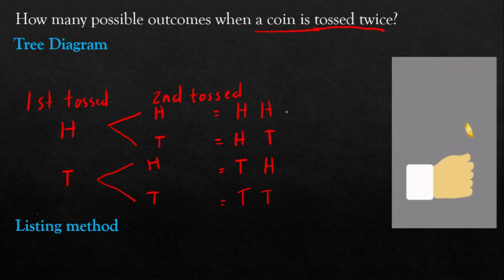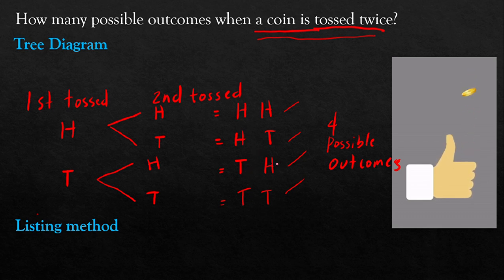Now, if you count all the possible outcomes, you will get 1, 2, 3, and 4. So that is 4 possible outcomes. In an experiment of tossing a coin twice, you will get 4 possible outcomes. So what are those 4 possible outcomes? It is heads heads, or heads tails, or tails heads, or tails tails.